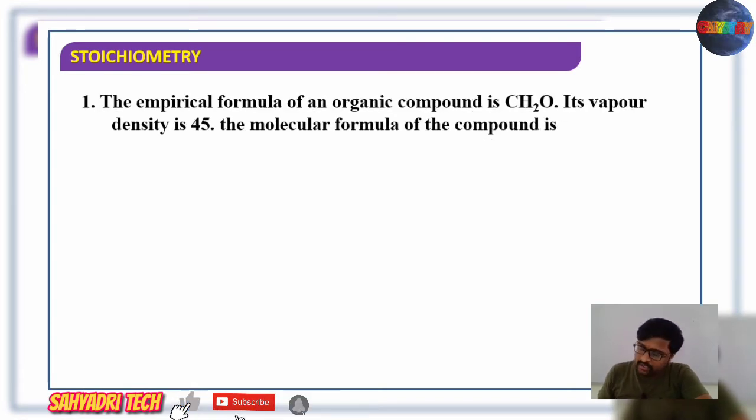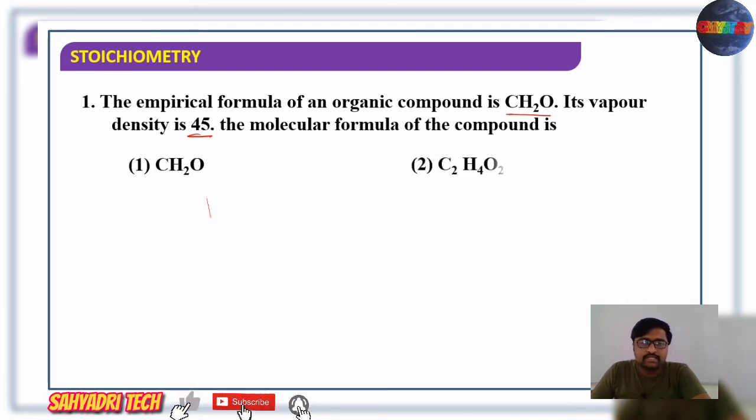Well, the first one. The empirical formula of an organic compound is CH2O. Its vapor density is 45. So what is given? Empirical formula CH2O, and vapor density 45. The molecular formula of the compound is? First we look at the options, then we go for the solution. First option CH2O, second option C2H4O2, third option C3H6O3, and the fourth option C6H12O6.